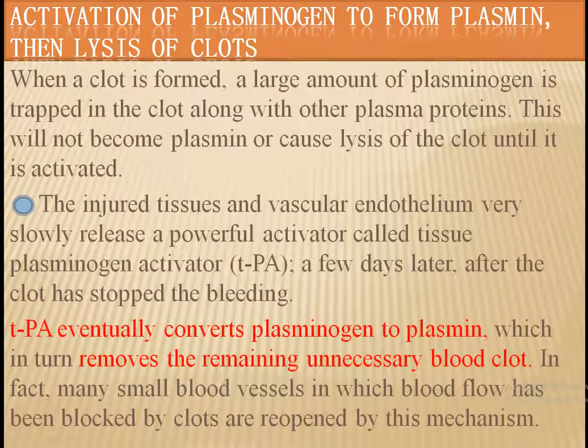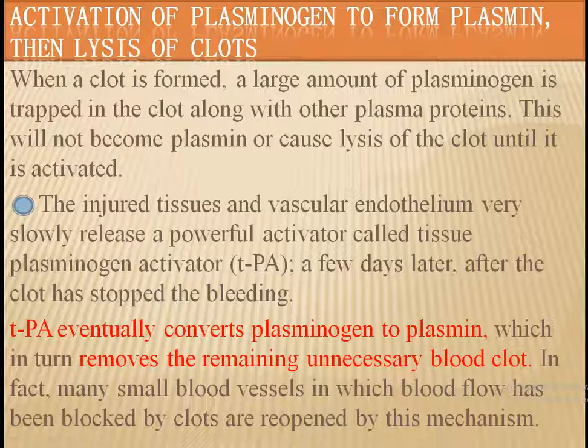When a clot is formed, a large amount of plasminogen is trapped in the clot. So, how is plasminogen converted into plasmin and how does it cause the lysis of the clot? Actually, this trapped plasminogen will not become plasmin or cause lysis of the clot until it is activated. Plasminogen is the inactive form, while its activated form is plasmin.